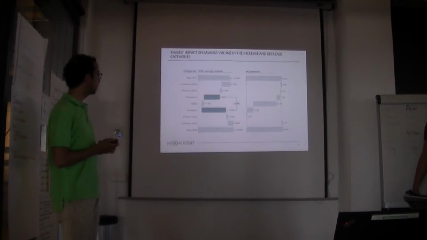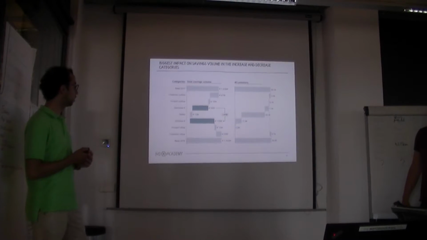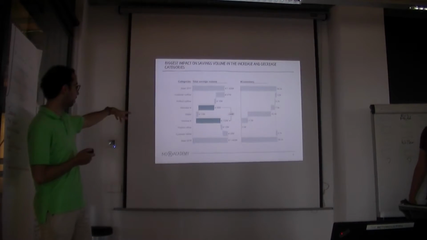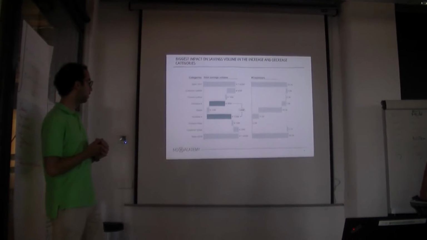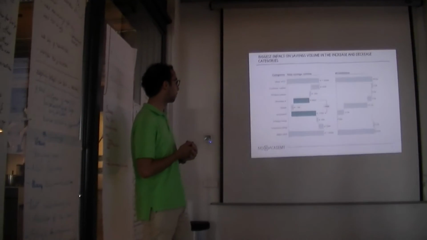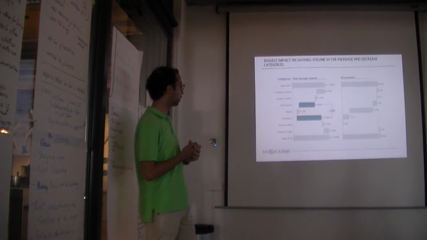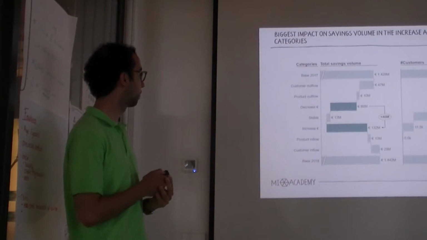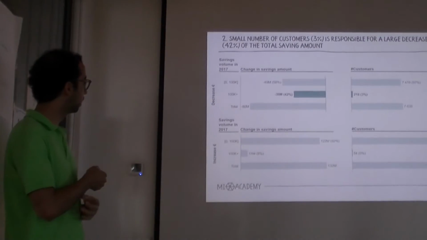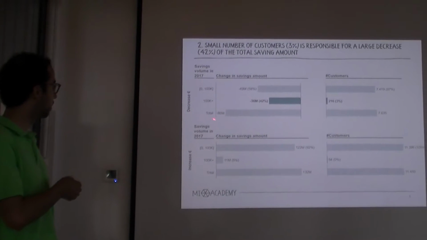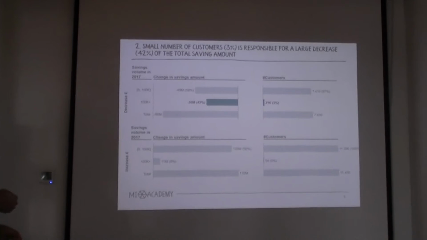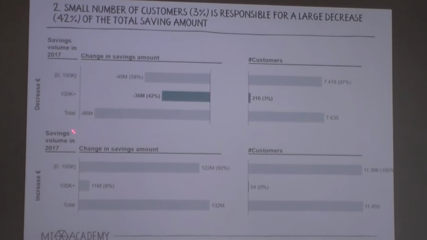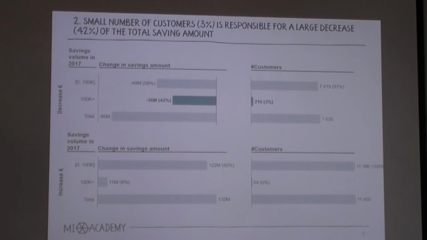Here we see a very big difference. The decrease on the total volume is 86 million, and the increase category caused an increase of 132 million. We wanted to look at these two categories, so we investigated further. What you see here is, on the top, the decrease bar that you just saw, and on the bottom the increase bar that you saw.